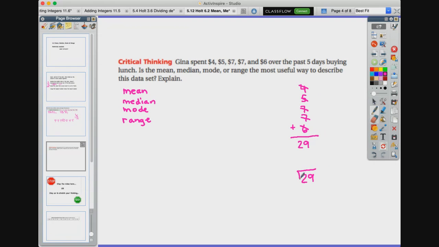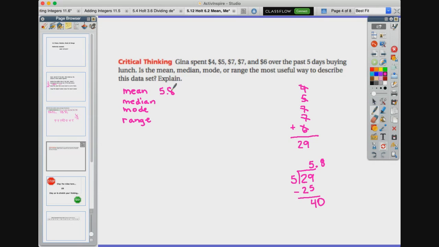Now, she spent that over 5 days. So we're going to do 29 divided by 5. 5 goes into 29 5 times, which gives me 25, and I subtract it, and I get 4 left over. Put my decimal in and plop a 0 in there. 5 goes into 40 8 times. So our mean would be 5.8.